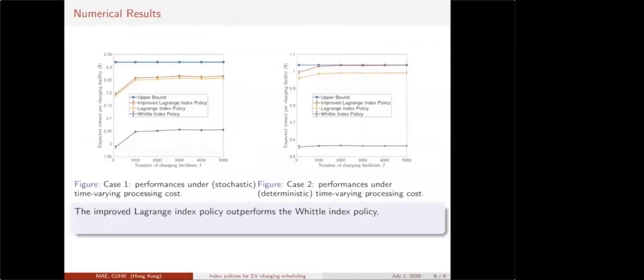Numerical results show that the improved Lagrange index policy outperforms the classical Whittle index policy by 10% to 83%.